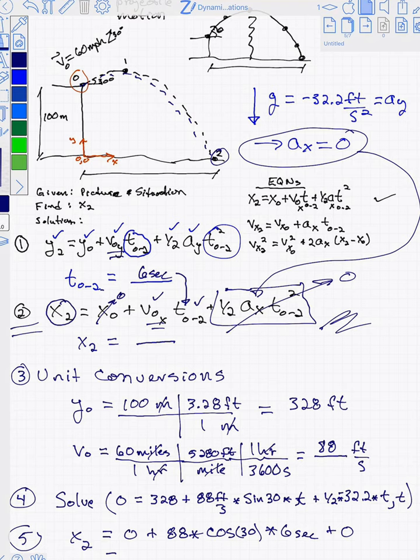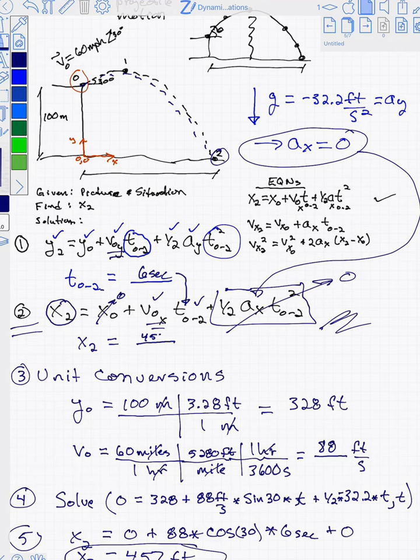88 times cosine of 30 times 6. I get 457 feet. x2 is 457 feet.